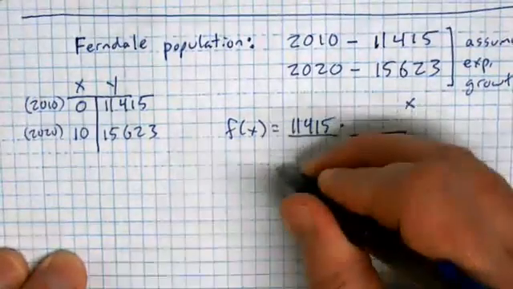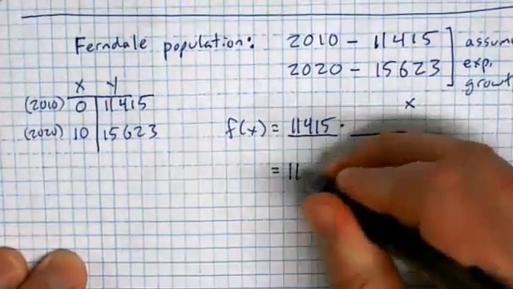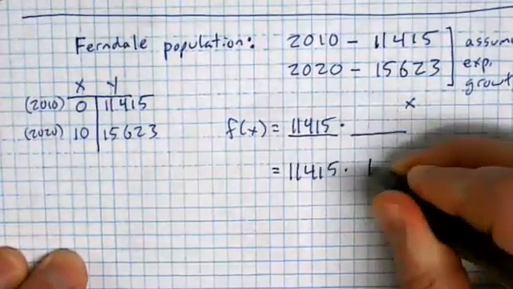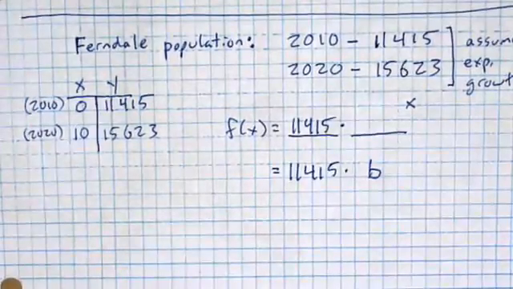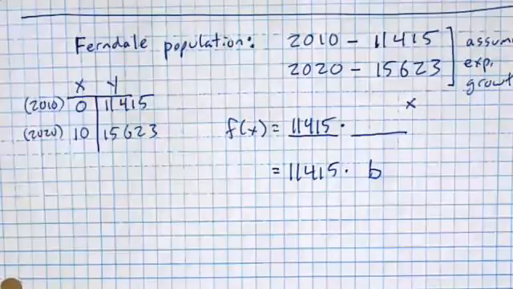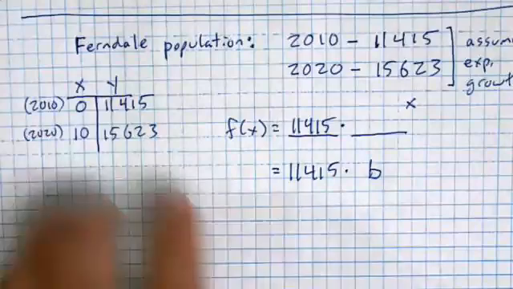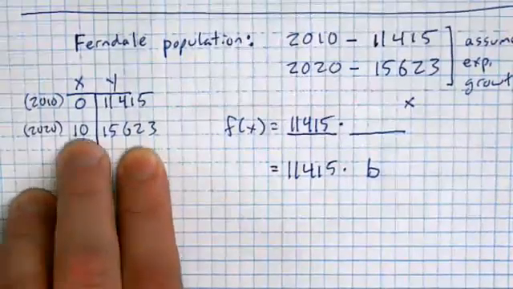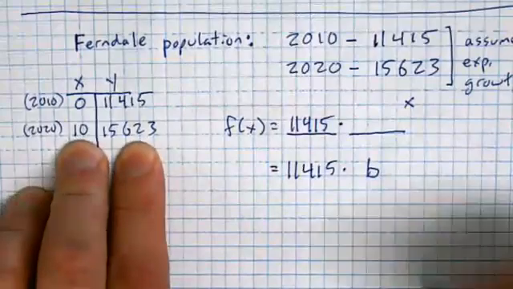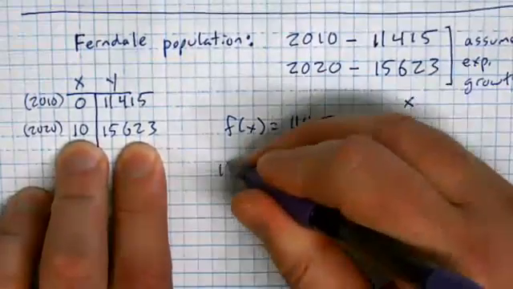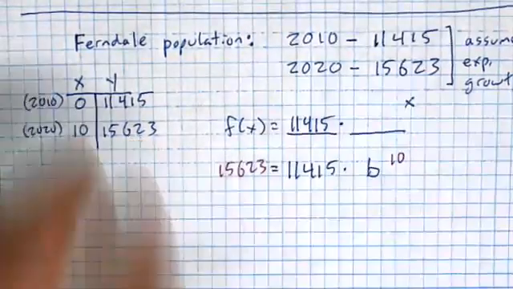I got an idea because we've done this in some other problems. What if I left it just as a variable for right now, and I found an x and a y value that I could plug in for x and y, and then I could solve for b? Does that sound familiar? We did that with polynomials. We did it with rational functions. We're going to do it in this unit too. What x and y value could I possibly use? Oh, I know. How about those ones, right? x was 10 and y was 15,623. We should be able to solve that equation.